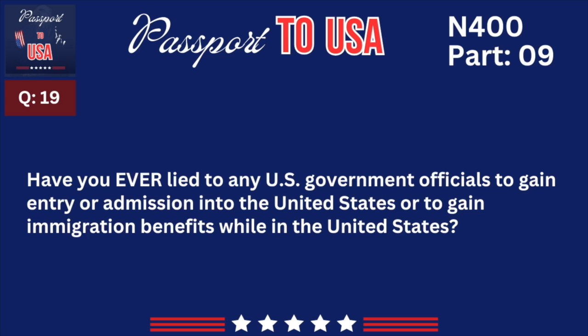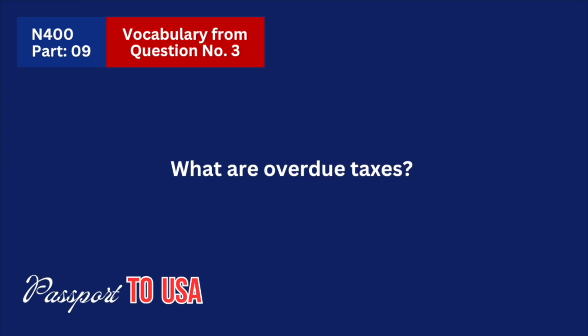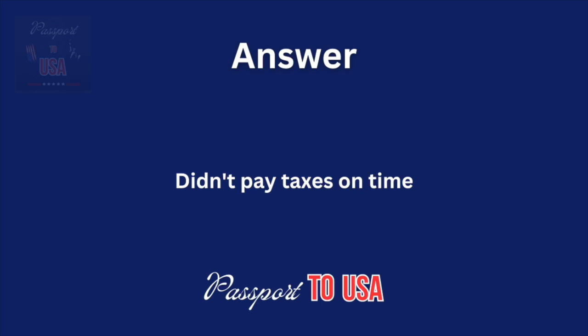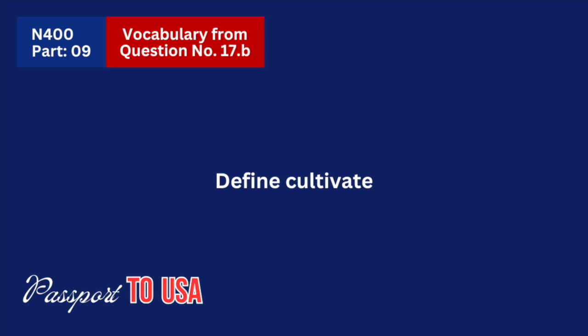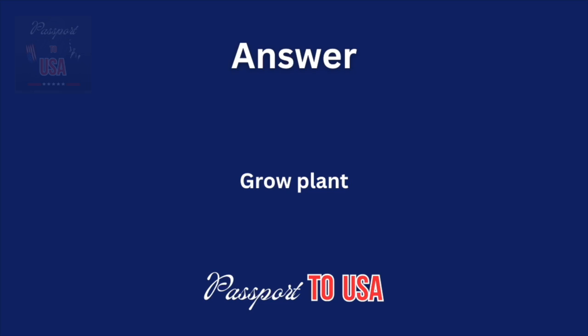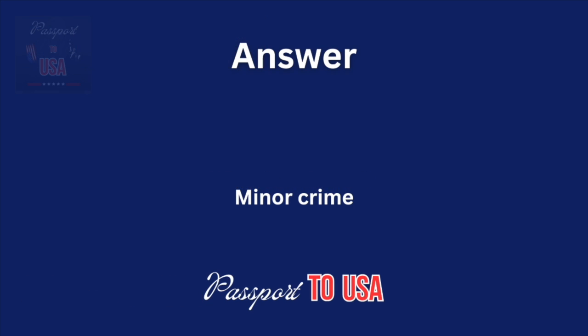Have you ever lied to any U.S. government officials to gain entry or admission into the United States, or to gain immigration benefits while in the United States? No. What are overdue taxes? Didn't pay taxes on time. Define cultivate. Grow plant. What is offense? Minor crime.